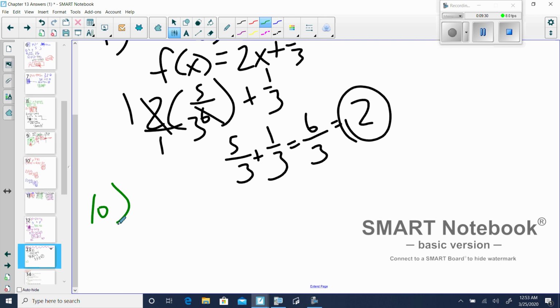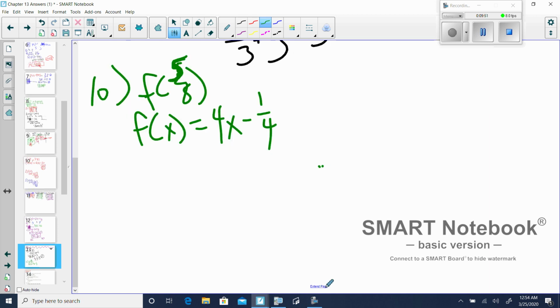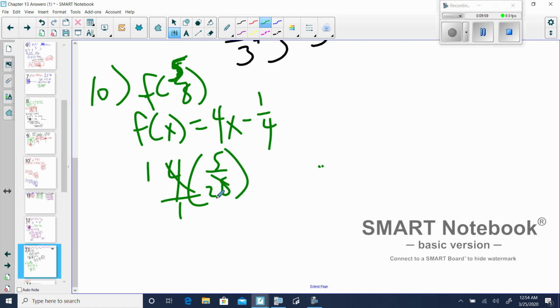Similar idea on 10. We have f of 5/8. So just as you get comfortable with integers, they decide to shake things up by giving us fractions. All right, so they want to know what happens here if f of x is equal to 4x minus 1/4. We'll substitute your 5/8 in, right? Do that for x. So 4 times 5/8. 4 goes into 4 once, goes into 8 twice. So we have 5 halves minus 1/4.